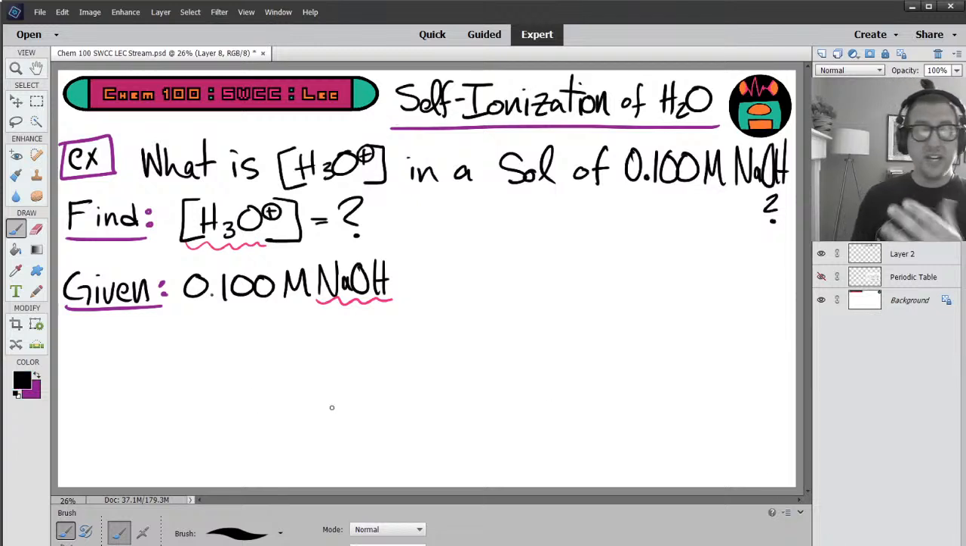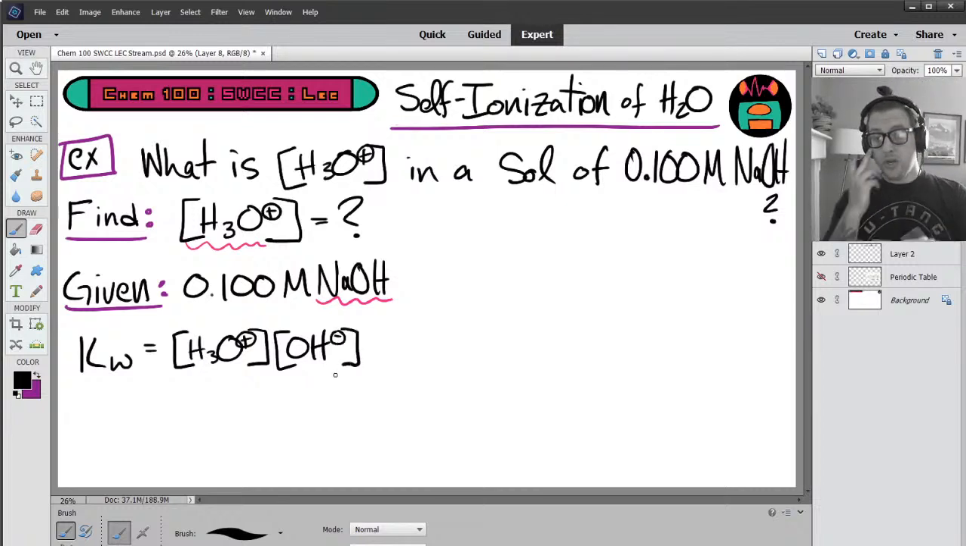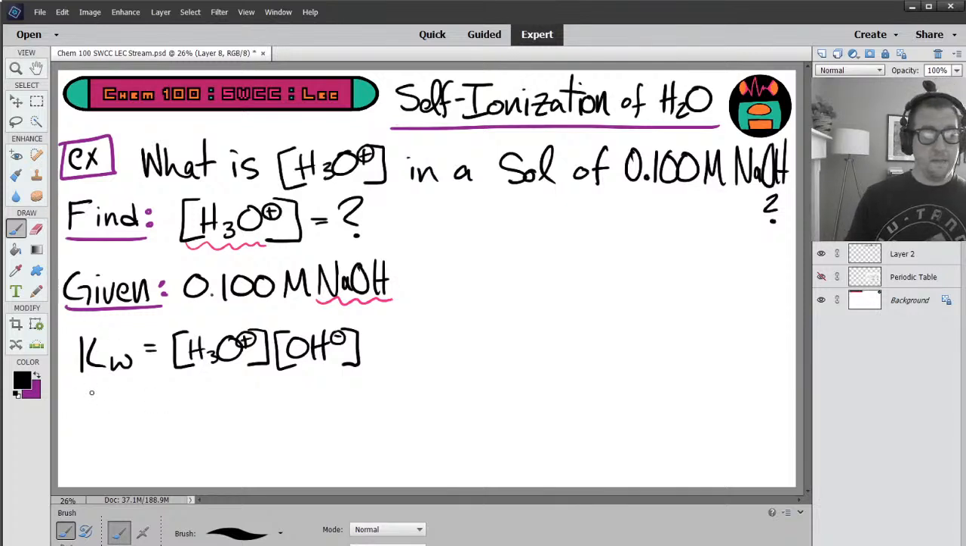Because another equation that you should totally have on your equation sheet is Kw is equal to the concentration of hydronium times the concentration of hydroxide. Write that sucker down on your equation sheet. Not for the exam that went live today, but for the final. And also, you should just have this value of Kw written down as well, 1.00 times 10 to the negative 14th.